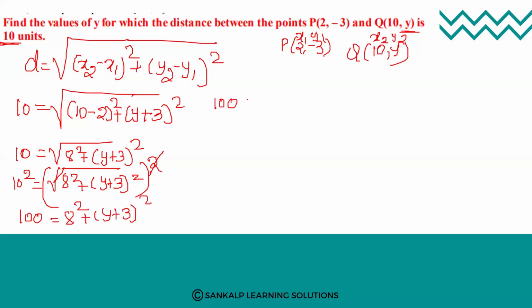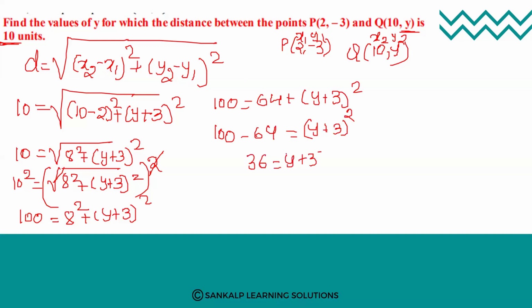8 square is 64. Right? 8 square is 64 plus y plus 3 bracket square. Now transfer this 64 to this side. 100 minus 64 is equal to y plus 3 bracket square. 100 minus 64 is 36 is equal to y plus 3 bracket square.